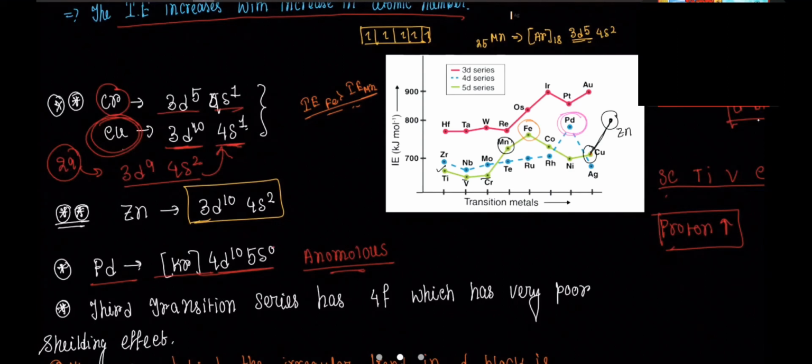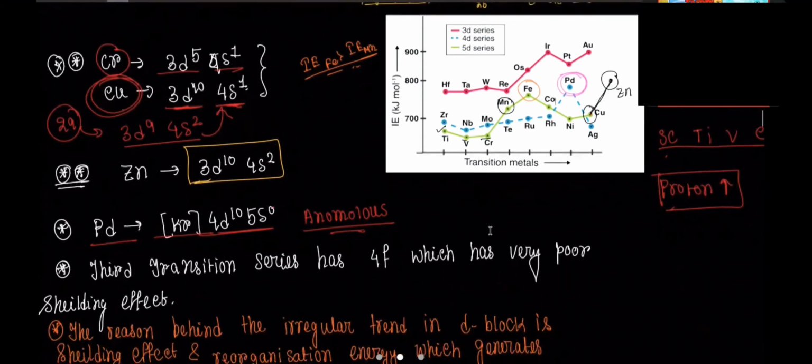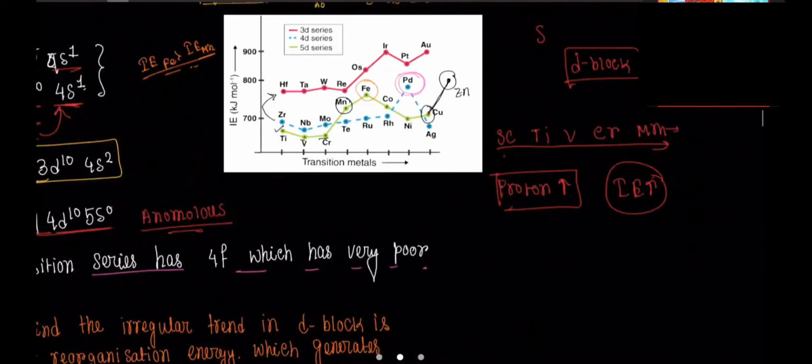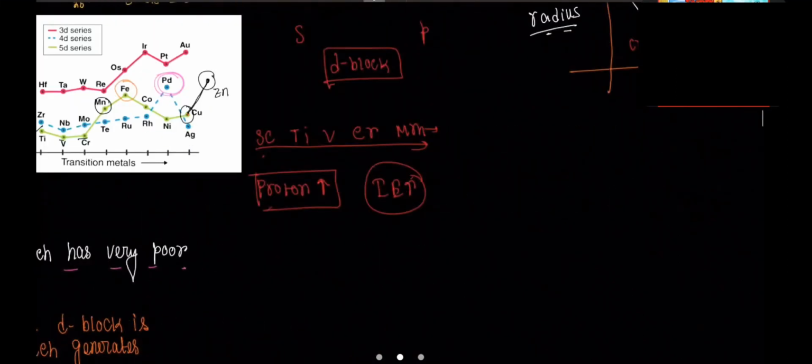Now let's talk about the 5d series, the third transition series. The third transition series has the 4f orbital, which has very poor shielding effect. Remember, in the last video we talked about the screening or shielding effect. If you remember, from s to p to d to f, the shielding effect becomes weaker. So Z star equals Z minus S, where S is called the screening effect. So the 4f orbital has very poor shielding effect.